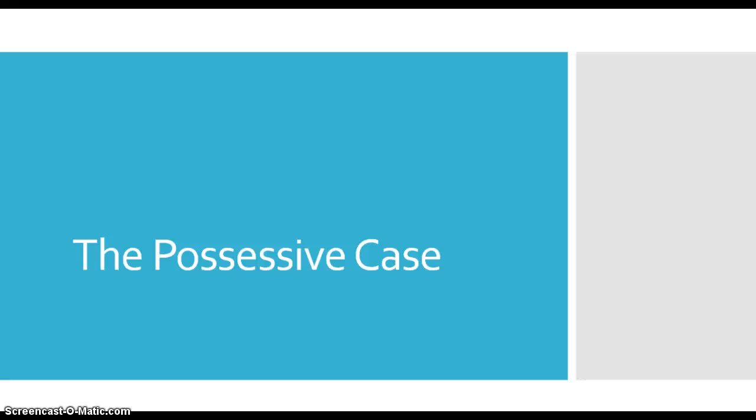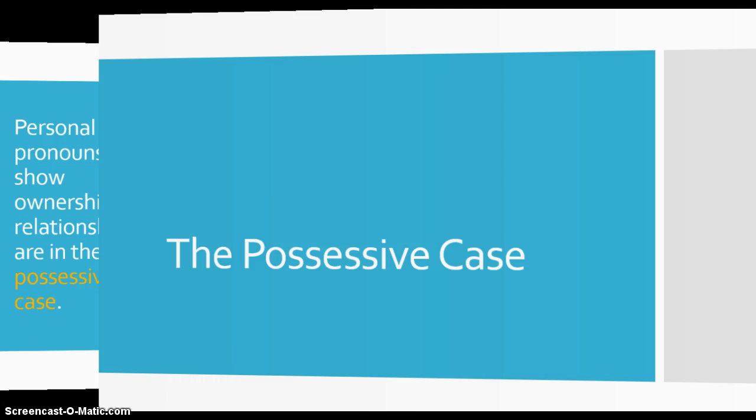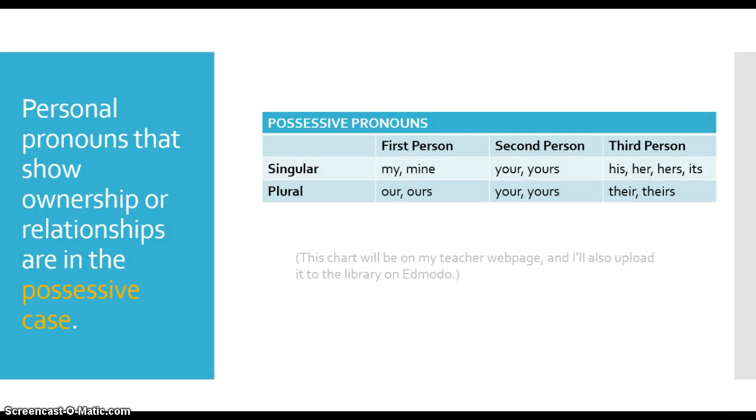Now, we've already talked about the nominative and the objective case of pronouns, so we're going to continue talking about pronoun case and move on to what's called the possessive case. Now, personal pronouns that show ownership or relationships are in the possessive case. These are words we use all the time. It's not like you have to learn a whole new vocabulary. Now it's just putting it together with what it's actually called.